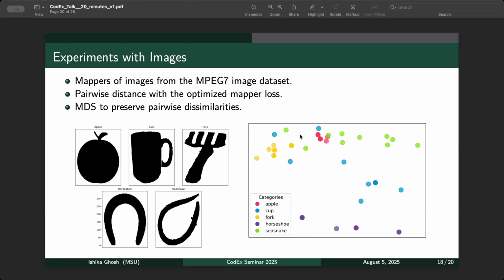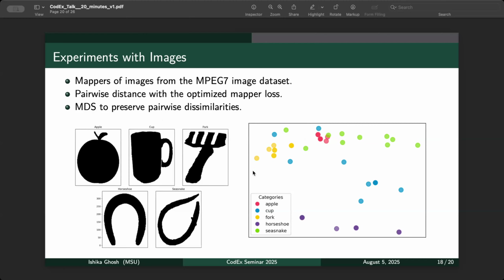I also run some small experiments with image datasets. So I take five categories of images from the MPEG-7 binary image dataset, and I compute mapper graphs for each type of image. And I create a pairwise distance matrix using the optimized mapper loss that I'm getting from my workflow.